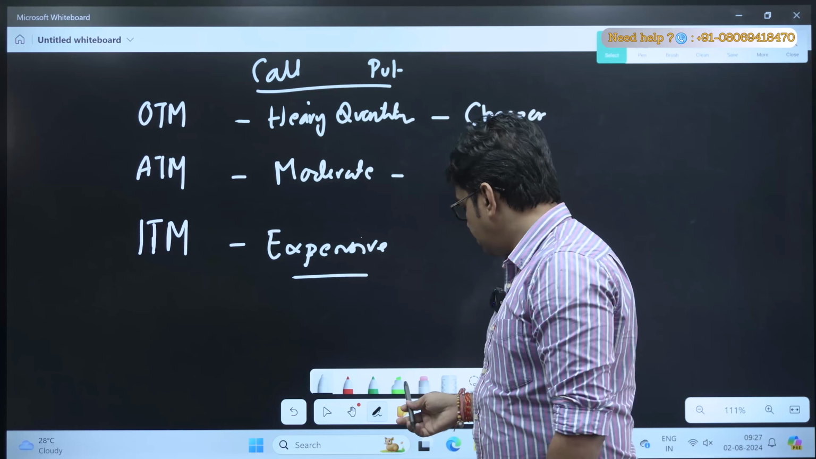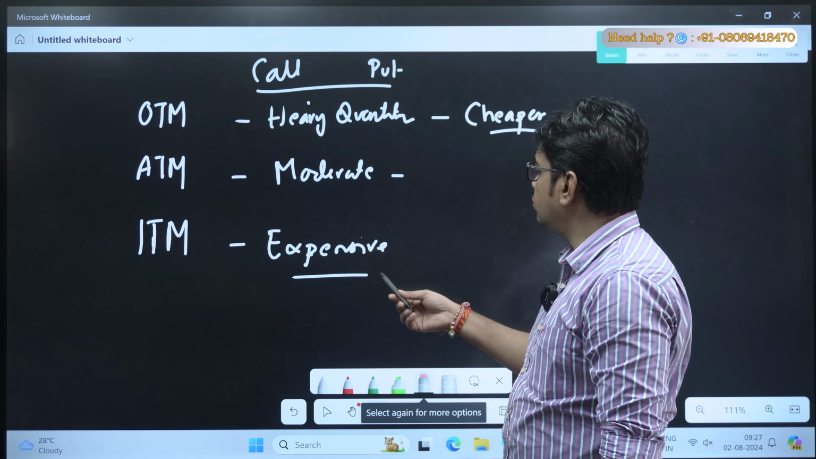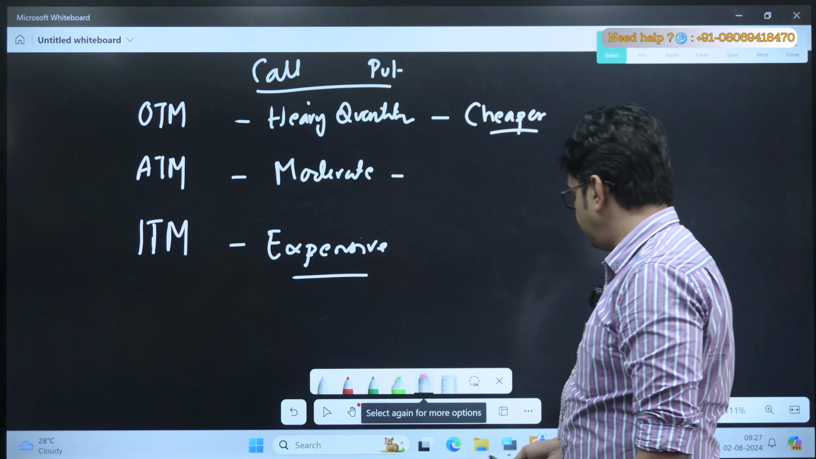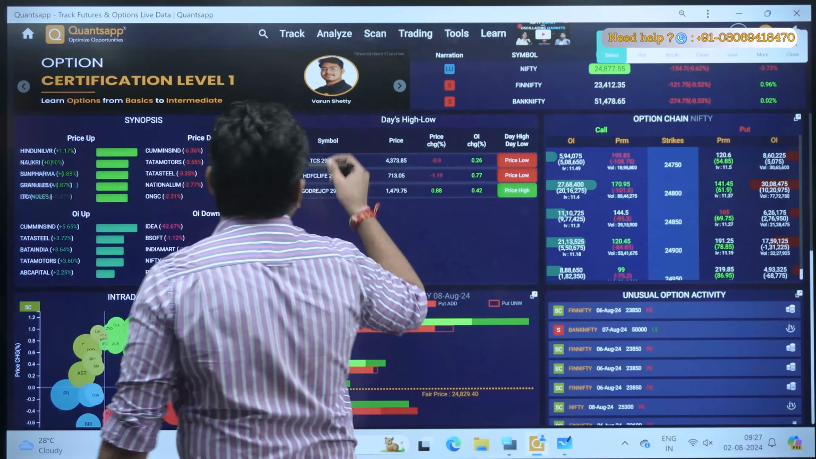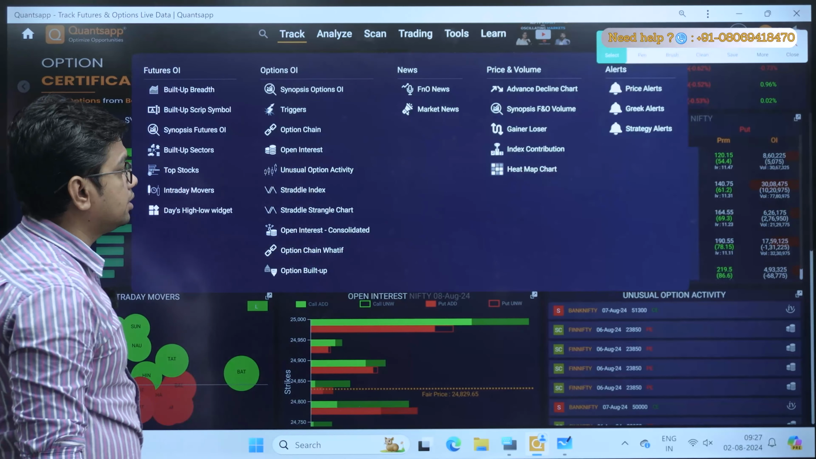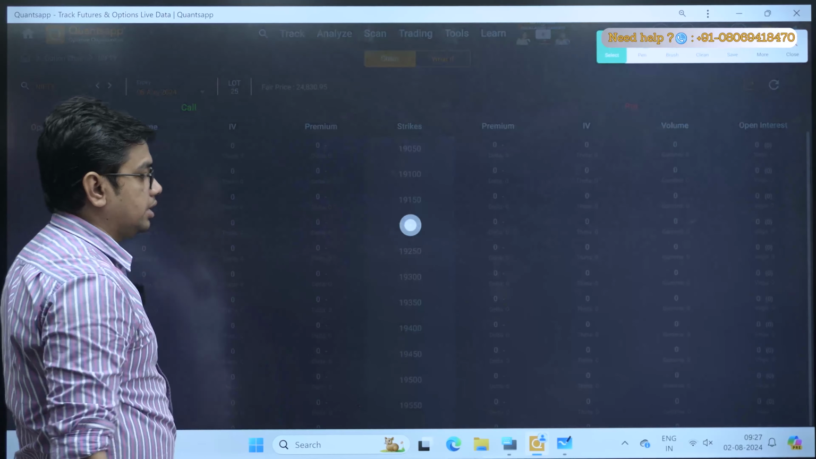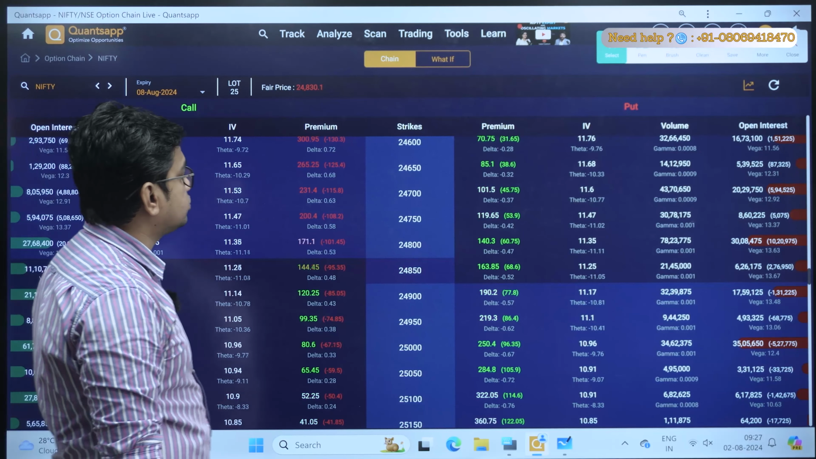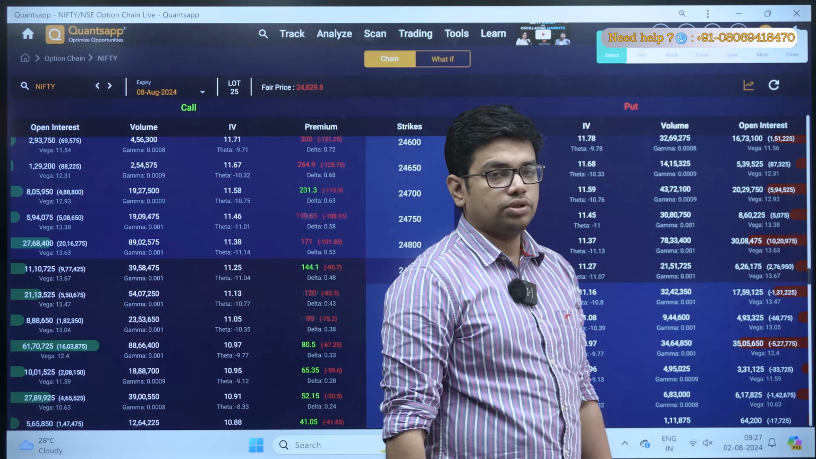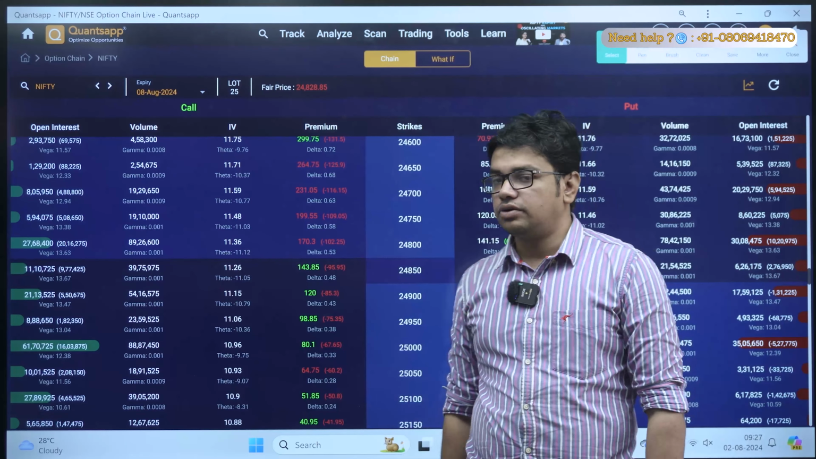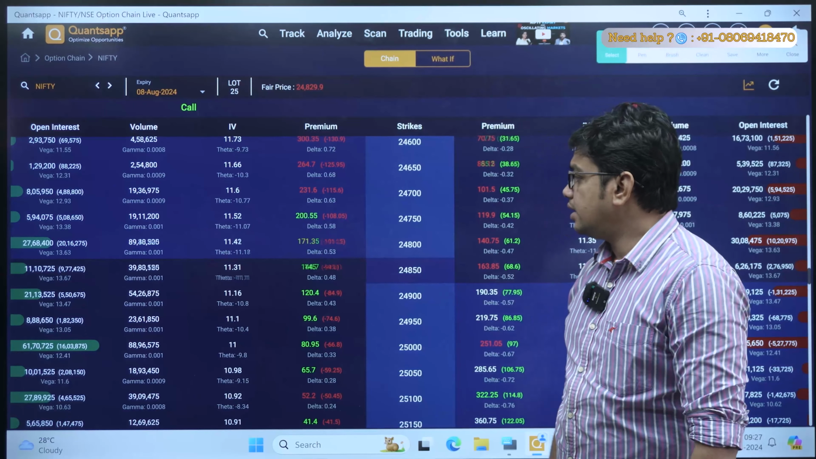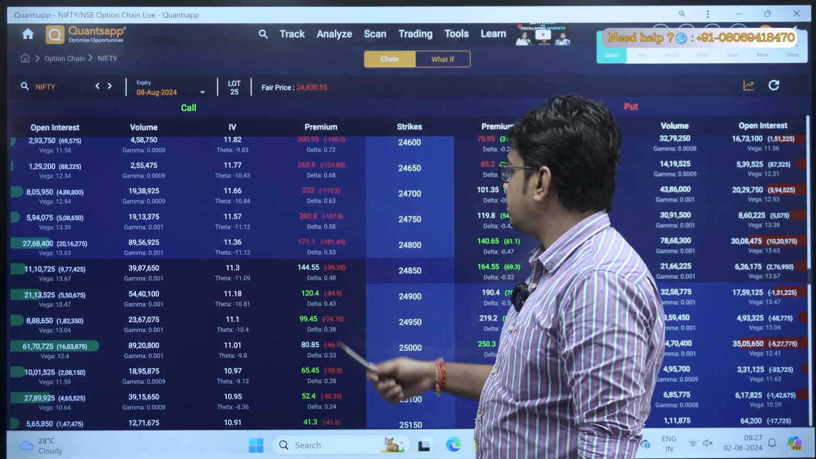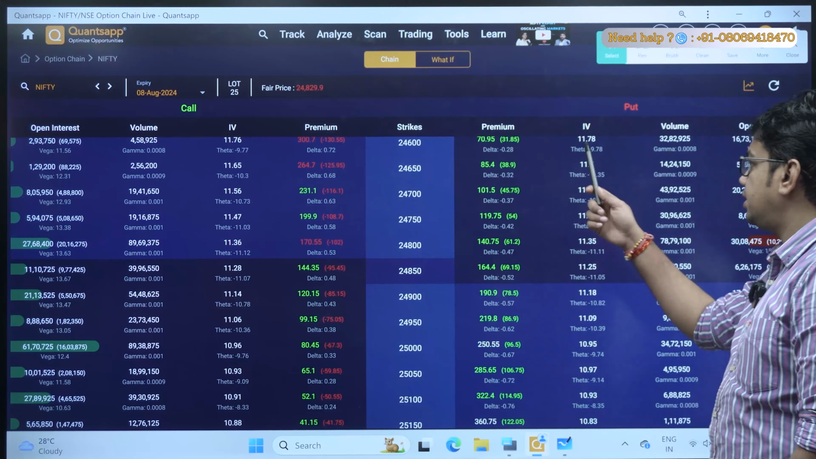All right, first let me show you how it will affect the momentum, and then how we can take the trade according to that. I'll go to Track and select option chain. This is the Nifty, right now quoting at 24,830, so the spot will be considered as 24,850. Now look at the premium of the call option at the ATM, ITM and OTM levels, and the put options.